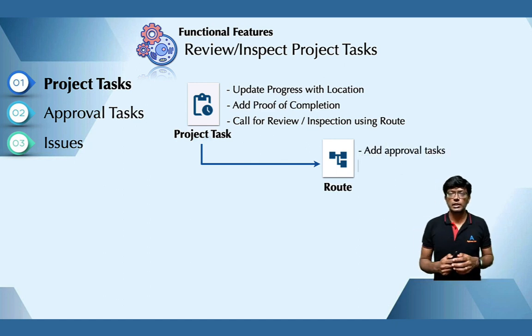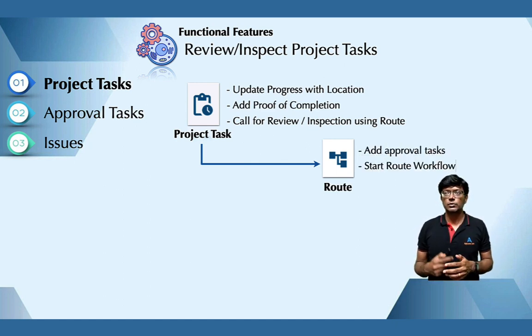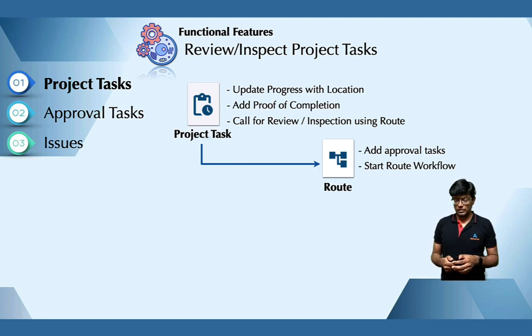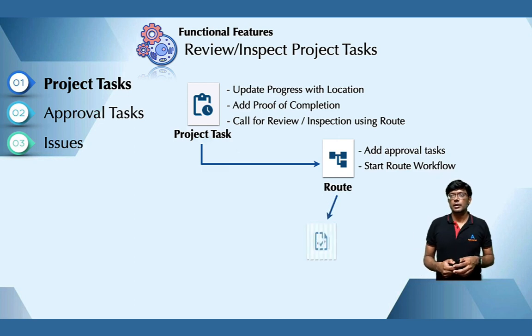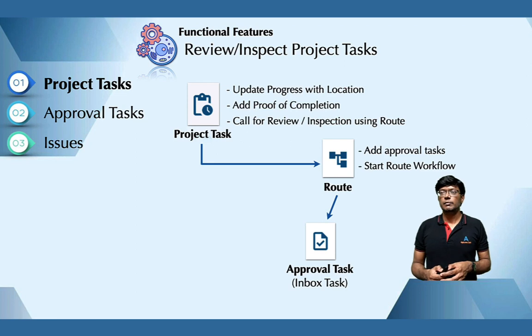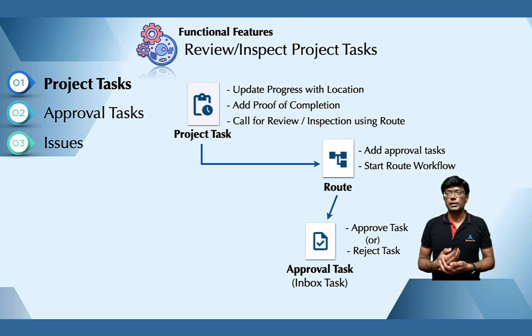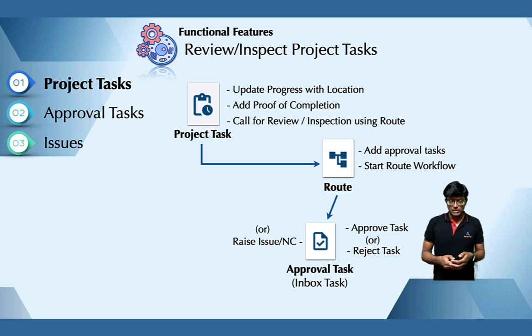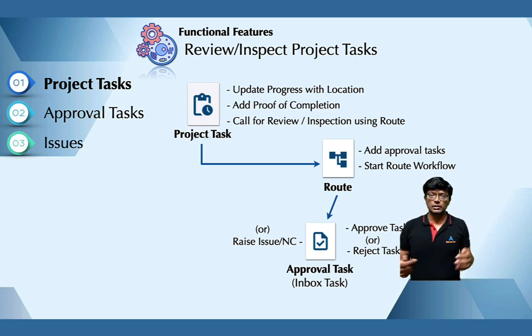So all these things you can do in the mobile app. That's the beauty of it. You don't need to go to the web app. You can add approval tasks, and then start the workflow, and it creates the approval tasks or the inbox tasks. And from the inbox task, I will show you how to see the inbox tasks in the mobile. From the mobile, you can approve it, or you can reject it, or you can create an issue or NC. So that is also supported in this app.